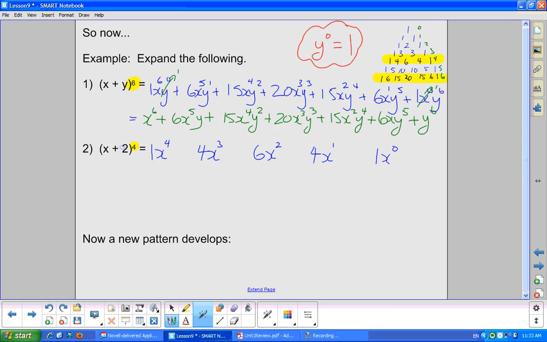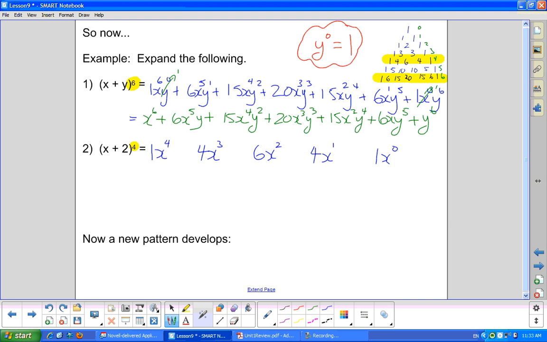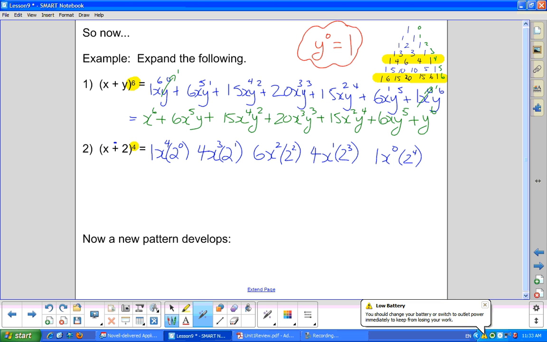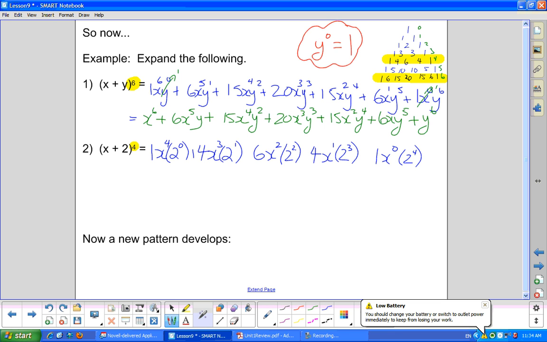Next, every term is going to have a 2, and the exponent starts at 0. So 2 to the 0, 2 to the 1, and I'm going to put brackets in here, it just looks a little cleaner. 2 squared, 2 cubed, and 2 to the 4th. Again, this time it's still adding, so you add your plus signs in between the terms.